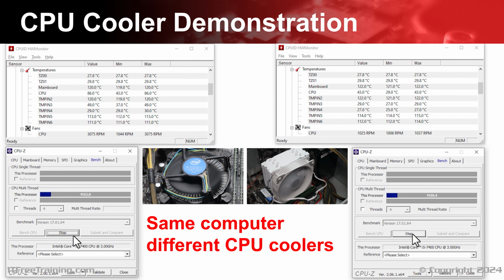Notice on the right-hand side, the CPU, even under load, has only gone up to the low 40 degrees. Notice also the fans are still spinning at around 1000 RPM, whereas on the left-hand side it is around 3000 RPM. This CPU cooler has made a massive difference in cooling the CPU. Keep in mind, this is a low-end CPU, so higher performing CPUs will generate more heat. In this example, the CPU cooler is more than enough to keep the CPU cool.